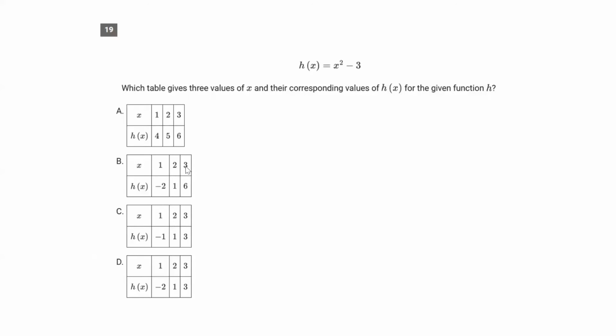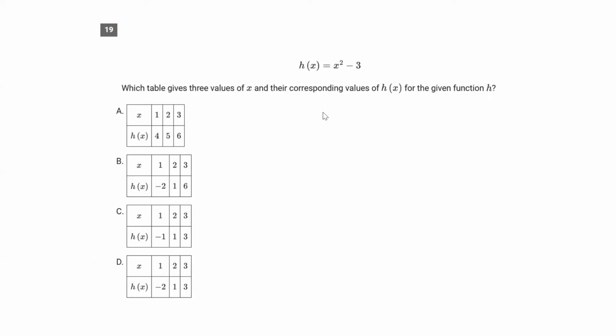Which table gives 3 values of x and their corresponding values of h of x for the given function? Okay. So I like to look at the answer choices here and plug in the values to see if it works for the equation. So 1 is an answer as an x, right? So we'll plug that in.